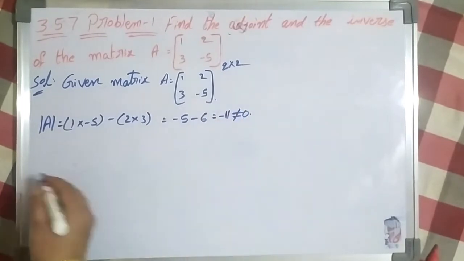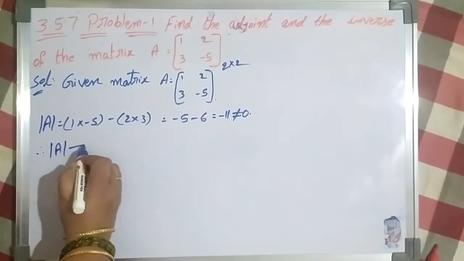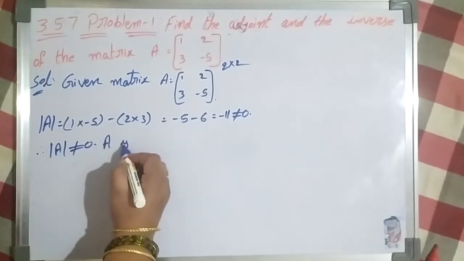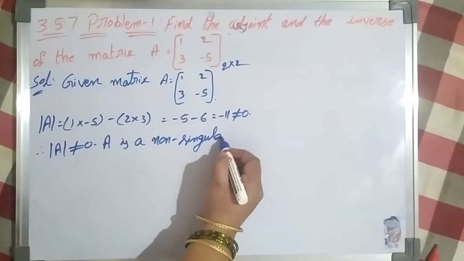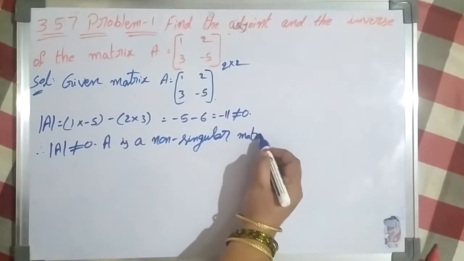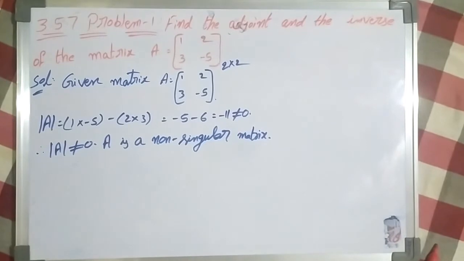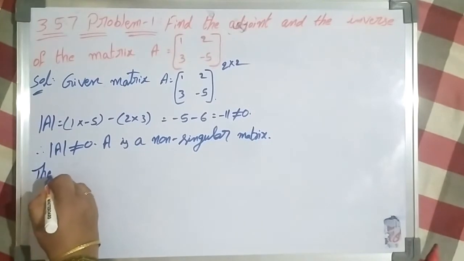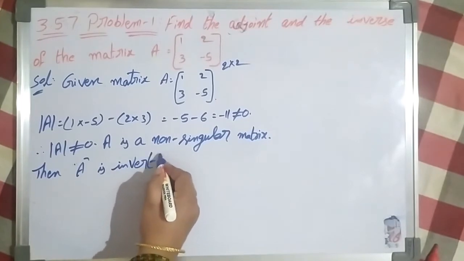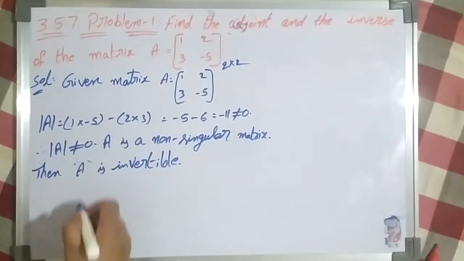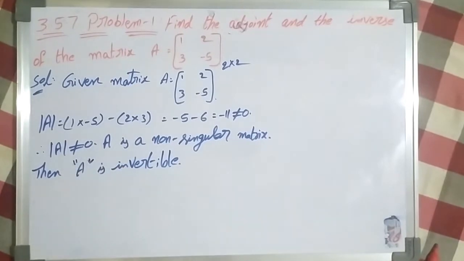This is not equal to 0. We know that if det A is not equal to 0, then A is a non-singular matrix. If a matrix is a non-singular matrix, then A is invertible. Then the matrix A is invertible. For finding the inverse, first we have to find out the adjoint of A.